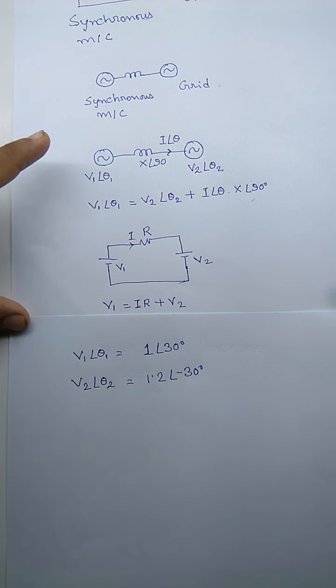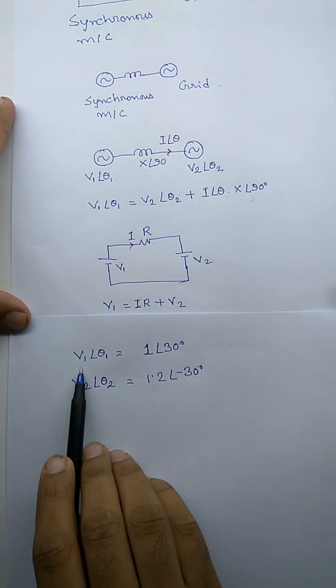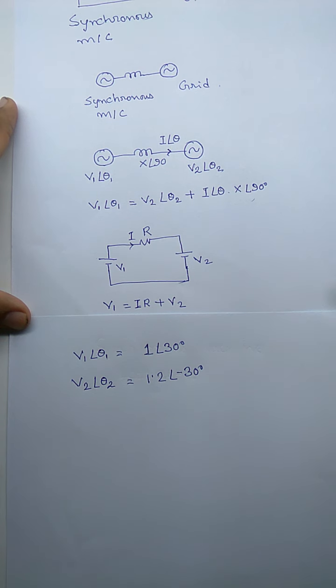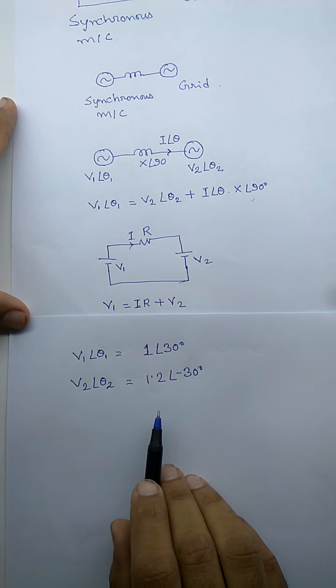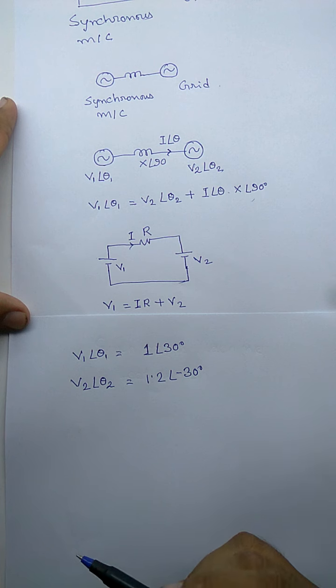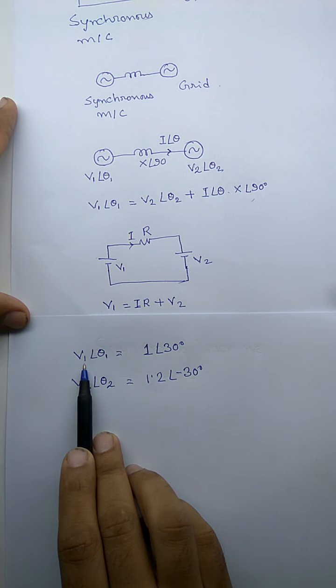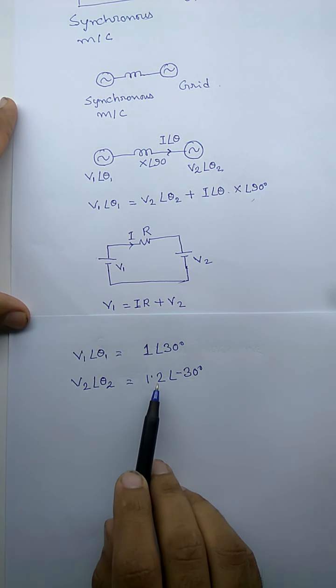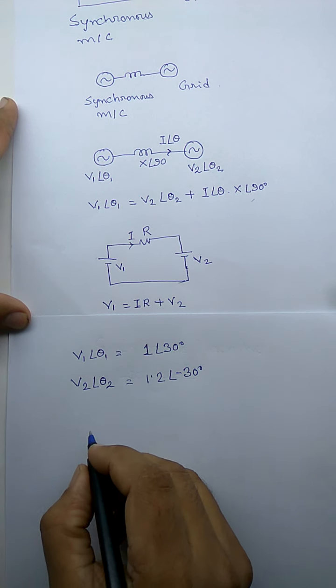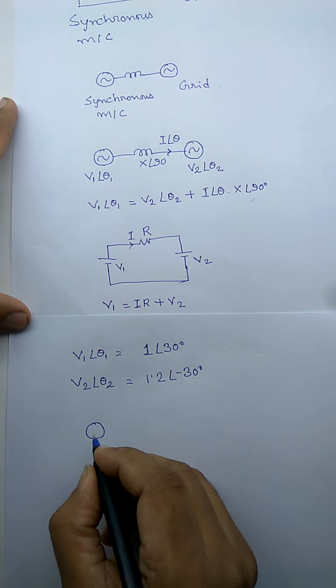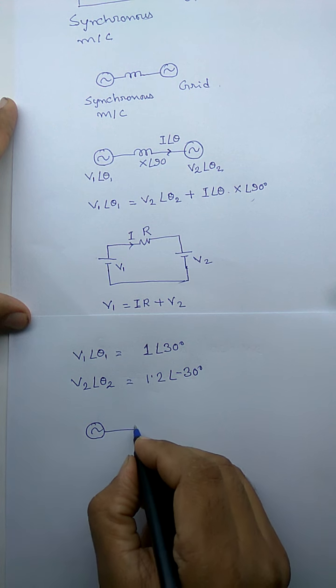Let's say that in this problem V1 is equal to 1 at an angle 30 degree and V2 is equal to 1.2 at an angle of 30 degree. Now what does this 1 indicate? 1 indicates the magnitude of the voltage, which can very well be in per unit. So looking at these two voltages, we understand that V1 is higher in magnitude than V2. So let's draw the circuit once again.